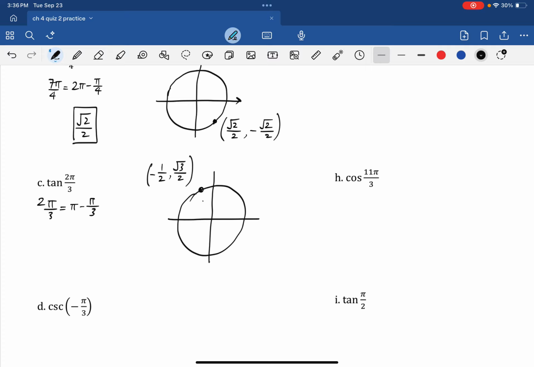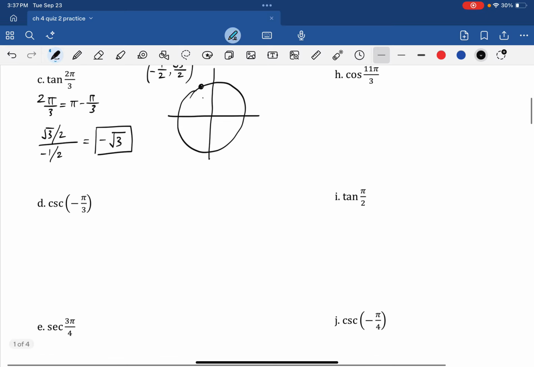And so tangent is going to be sine over cosine, right? So it's going to be the y value, sine, which is root 3 over 2, divided by the x value, which is negative 1/2, and then that's going to be negative root 3.